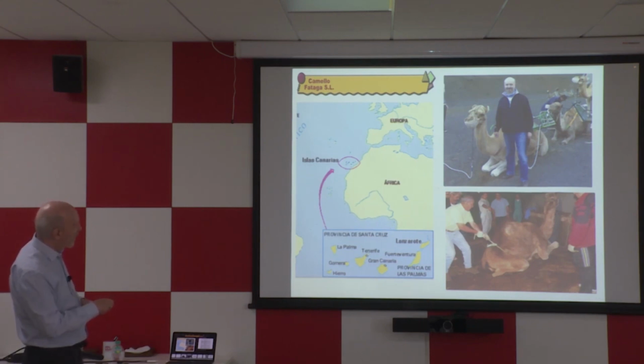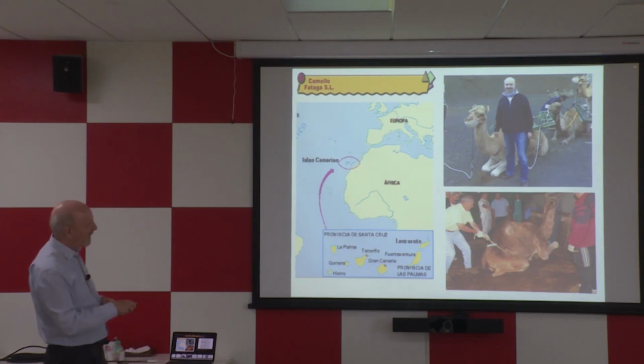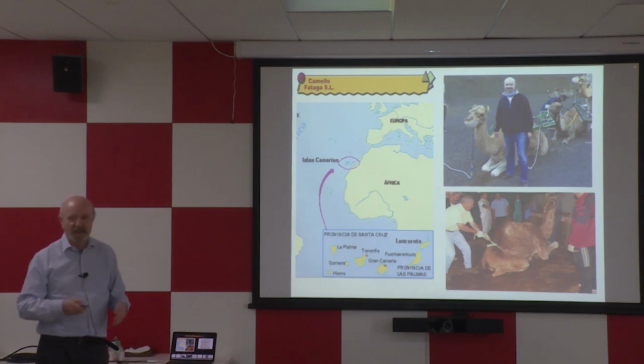So we had to look for the camels in the Canary Islands. The Canary Islands are Spanish territory off the coast of Africa here, and they have a bunch of camels. They are used for tourists, so it's not that we use them for anything else. It's a big business having camel herds.